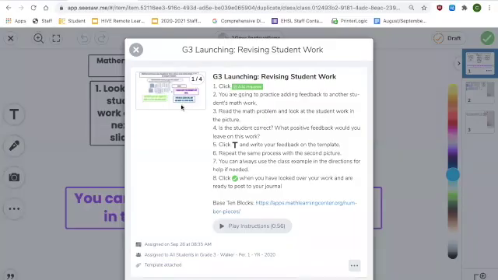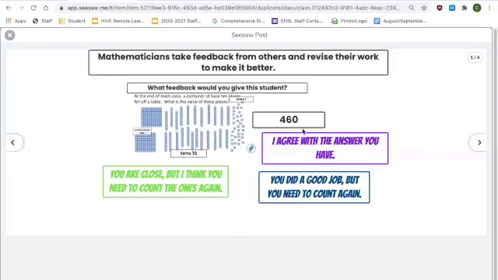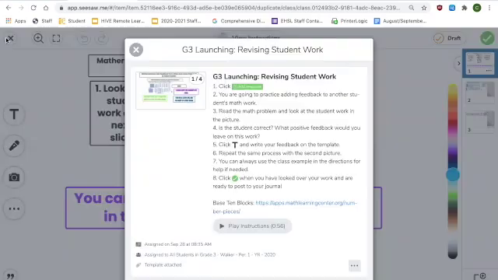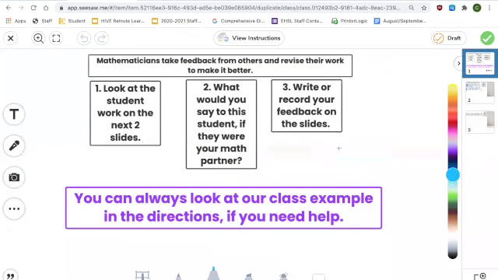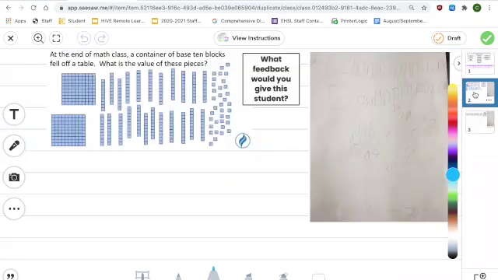Here's that class example that I can look at for a model of how I'm supposed to give feedback. So we are going to look at slides 2 and slides 3. Let's start with slide 2.